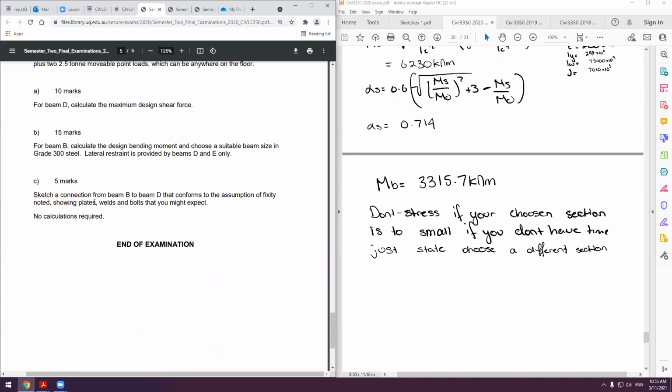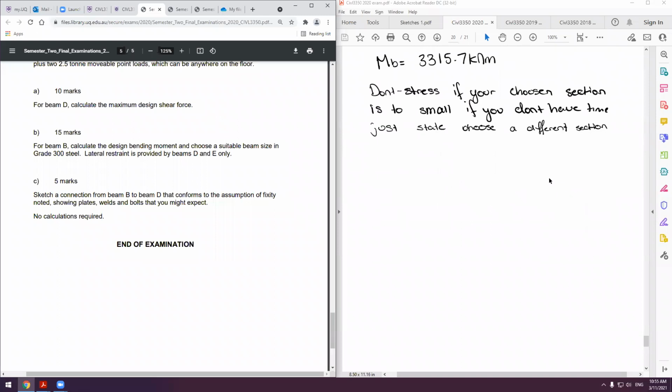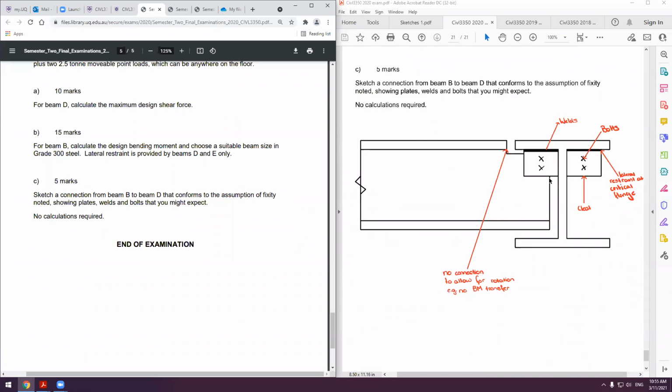And then our last question from this exam is to sketch the connection from B to B that conforms with the assumptions, showing everything. Always this.